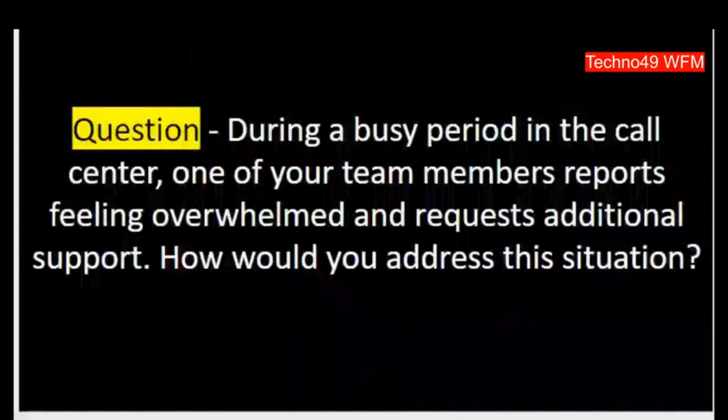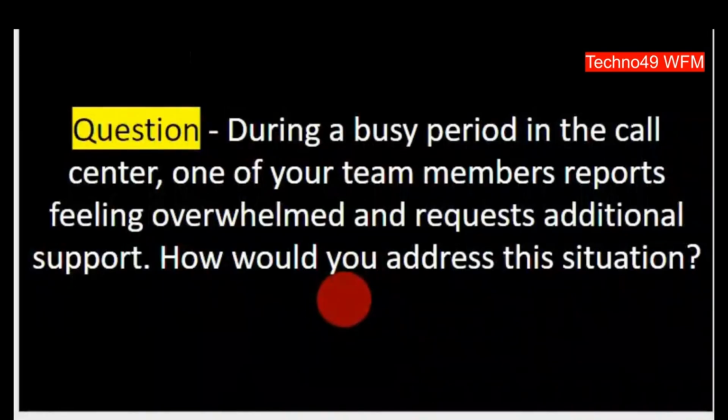Let's go to the next question we have. During a busy period in the call center, one of your team members reports feeling overwhelmed and requests additional support. How would you address the situation? So the question here says that due to high call volume in any part of the day, it could be in the morning, evening, or afternoon.